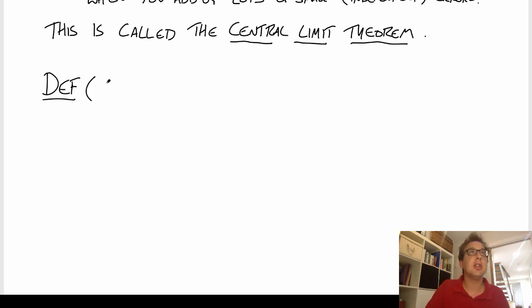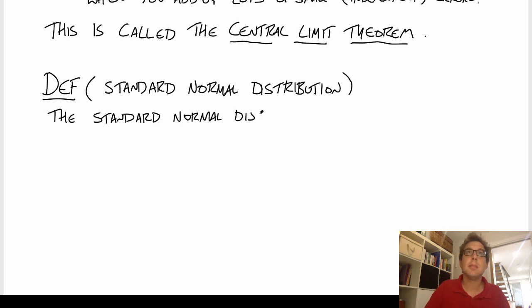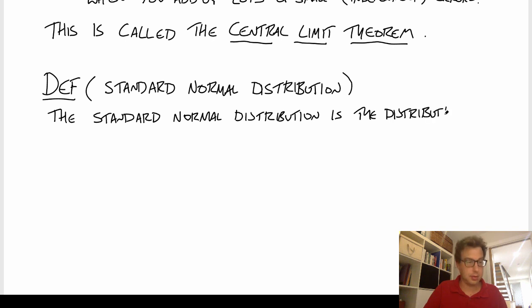Okay, so the definition of what I'll call a standard normal distribution. Okay, with the following. So the standard normal distribution is the distribution with probability density function as follows.